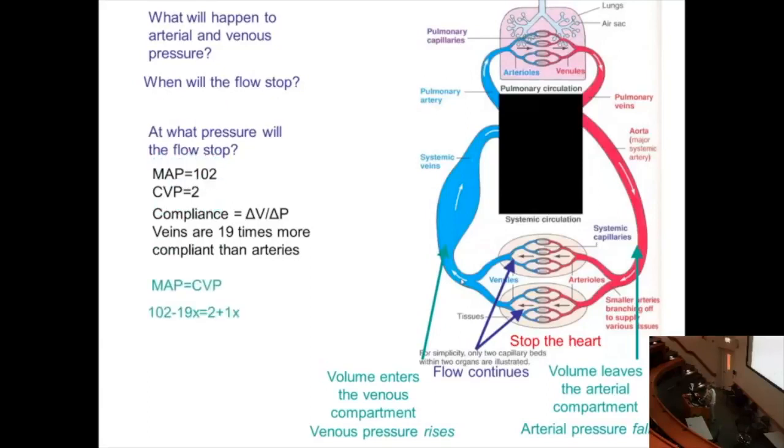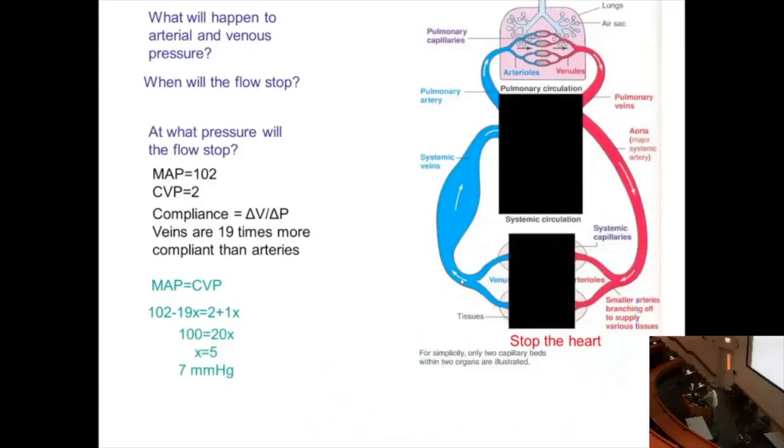So if we want to calculate at what pressure we will stop flow, we have to do some algebra that I will not ask you to do. But for the record, there it is, and it's also in your notes. And if you do the calculation, you get 7 millimeters of mercury, okay? And this is called the mean circulatory pressure. So if somebody's heart stops and you look at the pressure in the veins and the arteries, and it's less than that, it means they've lost blood, okay?